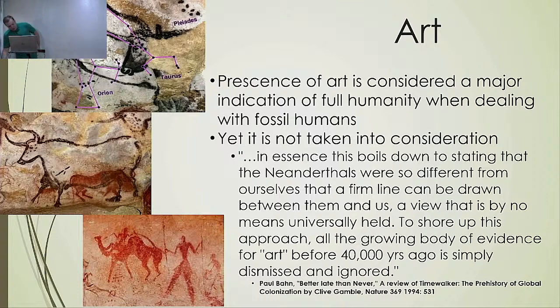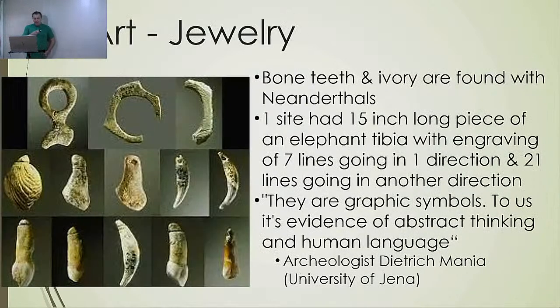So much so that Paul Bond and Clive Gamble have some quotes there and some reviews of this. And it's not just pictures. They also had a lot of jewelry, mainly bone, teeth and ivory, but that's what they were mainly dealing with. They had elephant tibias with lines drawn on them. There was even a mask at one place. But look at all this, earrings and decorative teeth and such. This is pretty. I can only imagine when it was new how it may have looked. These are clear signs of humanity.